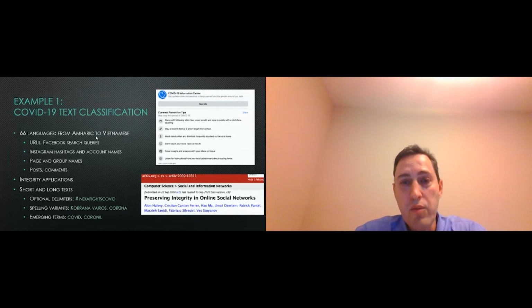There are spelling variants, which you maybe haven't seen before, such as Corona with K, with 2 R's, and so on. Sometimes people use zeros instead of O's. And there are emergent terms. For example, coronil is an Ayurvedic treatment that appeared in India. And it doesn't appear in any dictionary. It didn't appear on Wikipedia. So pre-trained models or embeddings wouldn't really help here much.